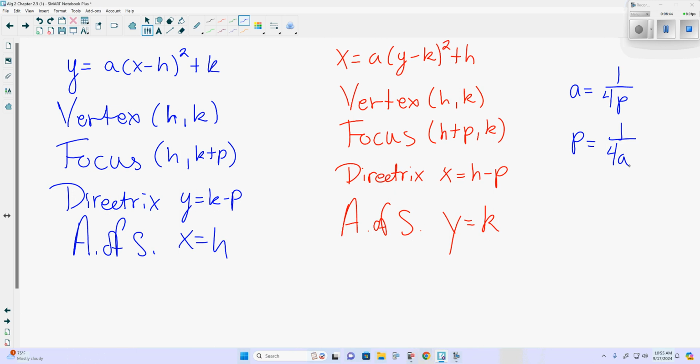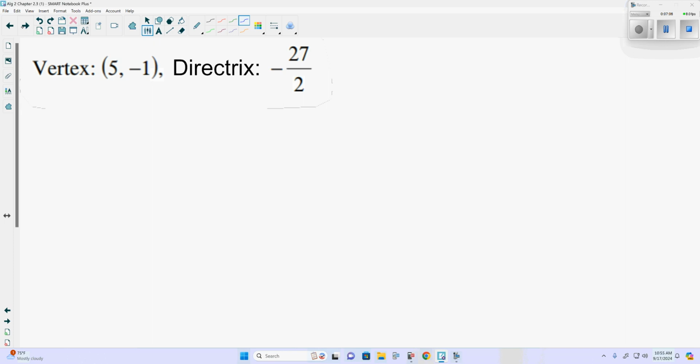Because really all of this is revolving around finding the values of H, K, well, A and P. Because if we have those, I can find the equation. And if we have those values, I can find the vertex, focus, directrix, and axis of symmetry. We just need to find the values of these here. And the biggest thing is lining it up with what we have and the given information.